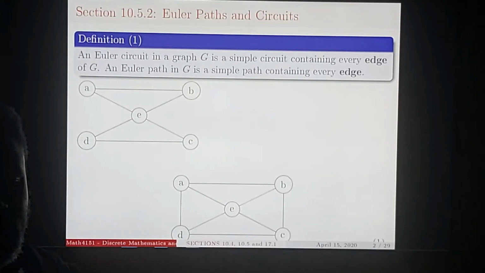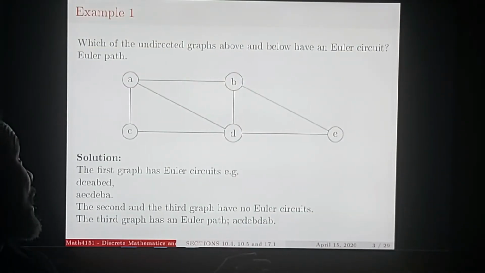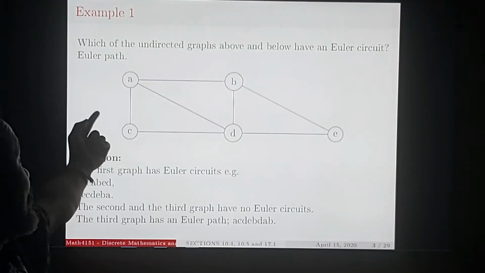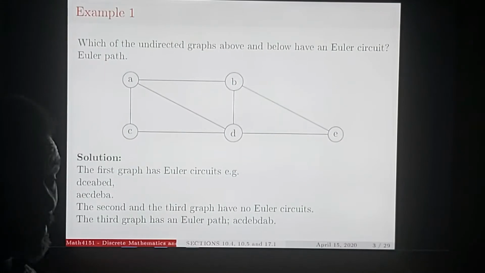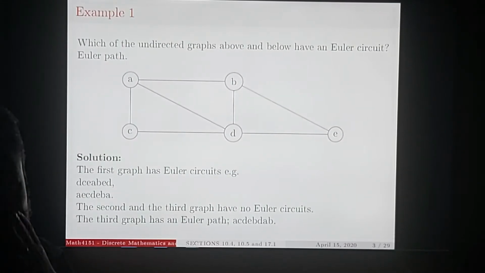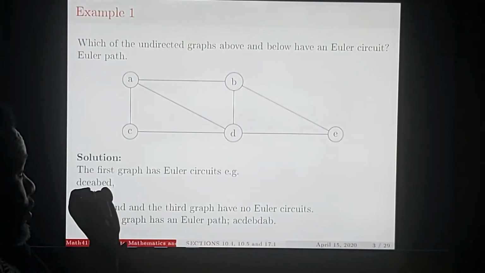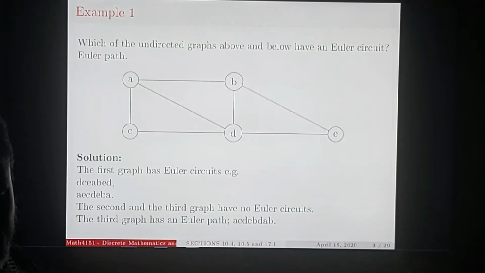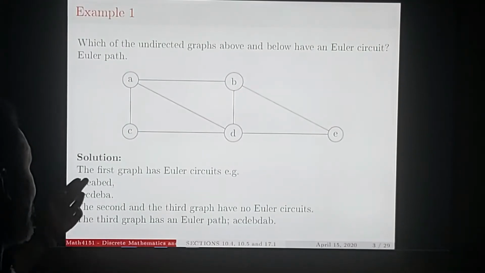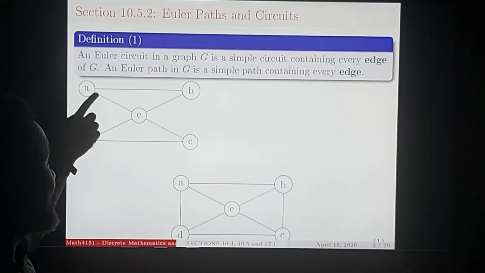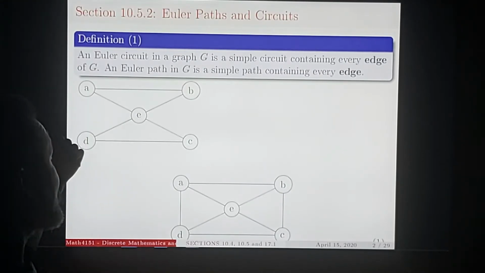Okay, so example number 1. Which of the undirected graphs above, these two, and below this one, have an Euler path? Well, for an Euler path, we've said that we are able to go through all the edges of the graph without repetition. It's a simple graph. So, the first graph is here. Is it possible to go through all the edges without repeating? And the answer is yes, it's possible.